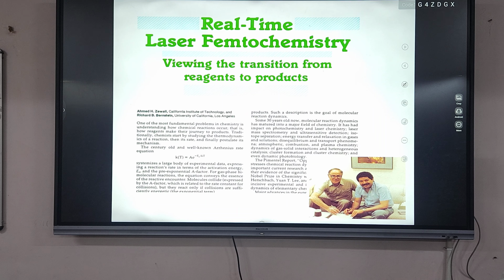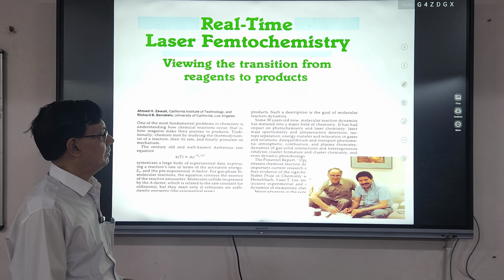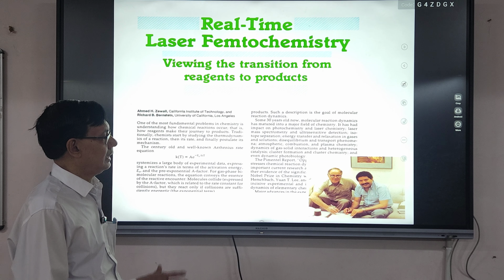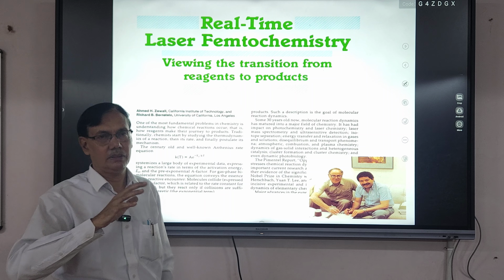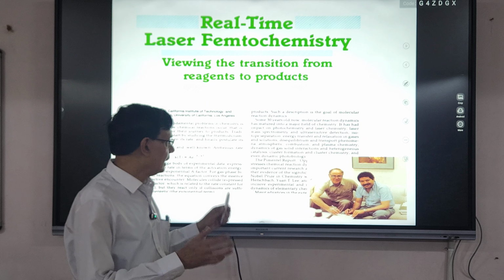So when he was working with another scientist, Richard, of course he is at the University of California, and you see he's a young man, and that time, as I told you, he discovered that phenomenon in 1987. In 1987, of course, the Nobel Prize was awarded in 1999, but he discovered it then. And during 87, 88, he discussed with T.S. Lee and Herzberg and others. And first time, actually, he gave this laser femtochemistry and viewing the transition from the reagents to product, first time.